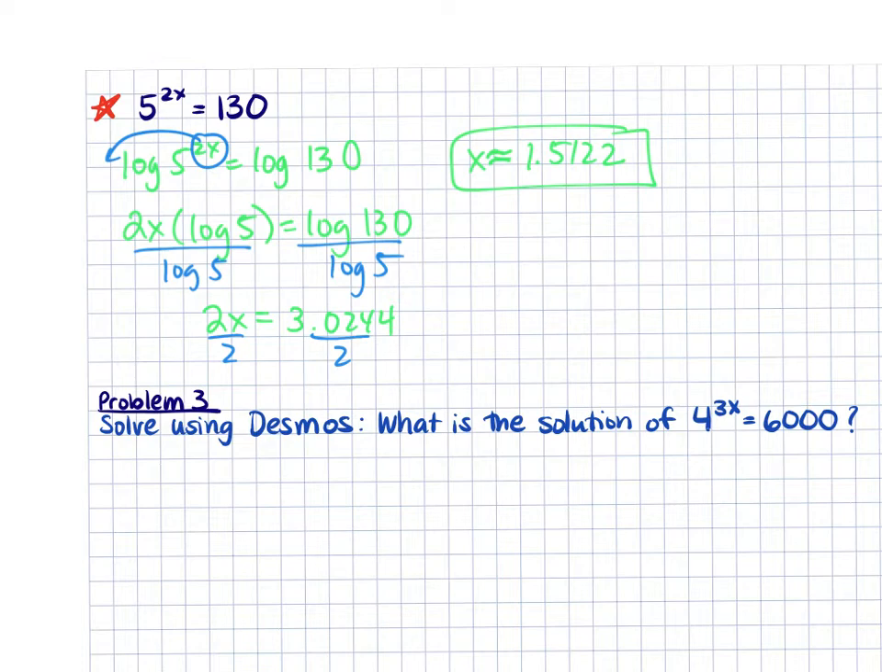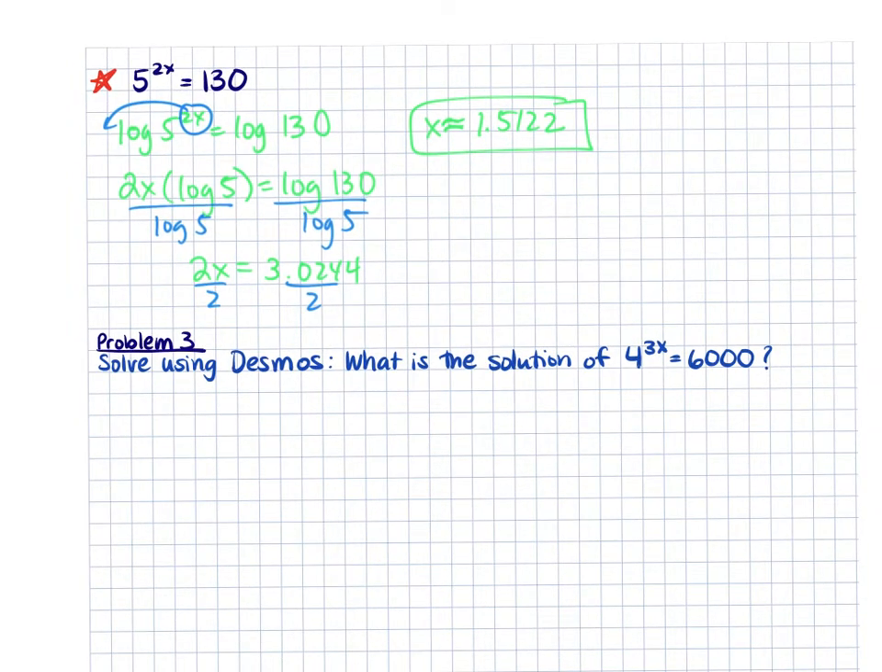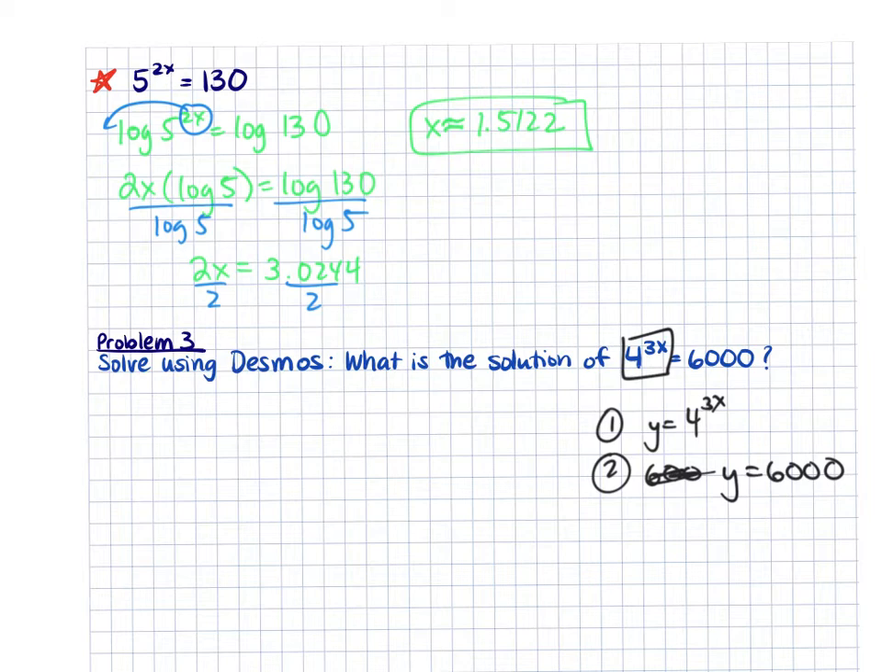Okay, and then problem 3, I'm going to show how to solve using Desmos. Let me bring that in. So what you're going to do in Desmos is put in y equals 4 to the 3x as one equation, and the second equation is y equals 6,000. Then it's going to graph these, and you're going to find the point where they intersect.